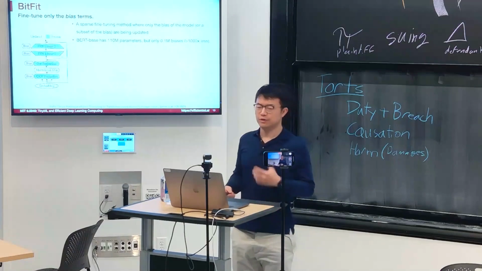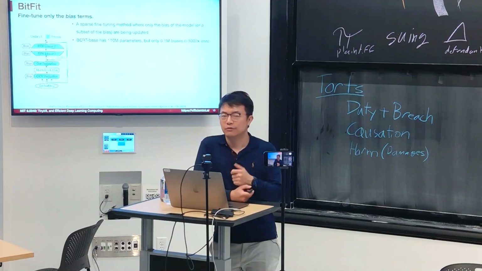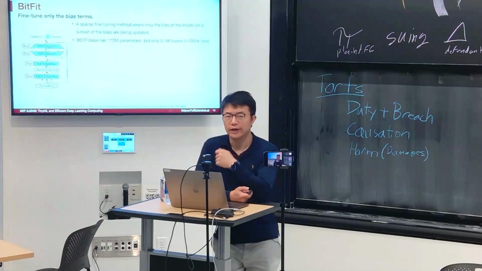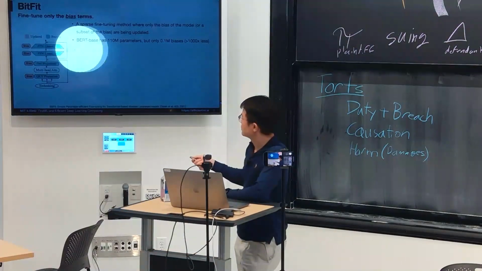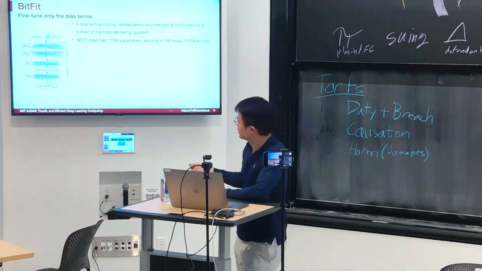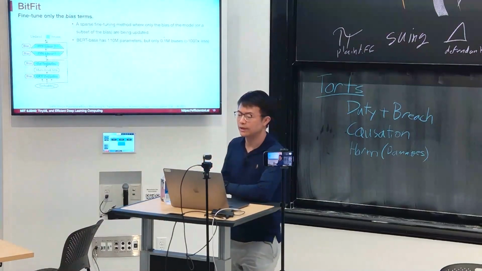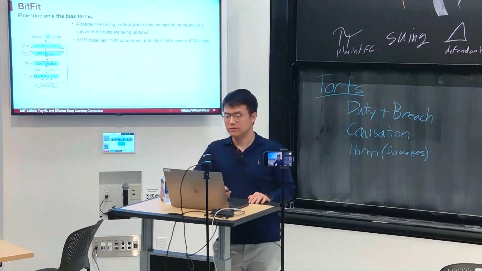Let's first introduce BitFit, which fine-tunes only the bias terms. Fine-tuning requires storing intermediate activations. Fine-tuning the weight requires storing the activation, but fine-tuning the bias doesn't require storing any activation. So a very intuitive way is to just fine-tune those bias terms, which doesn't require saving those intermediate activations. For example, BERT-base has 110 million parameters, but only 0.1 million biases. That's 1,000 times less.